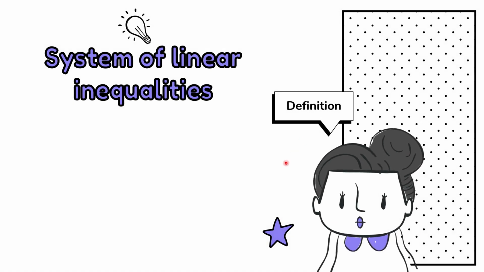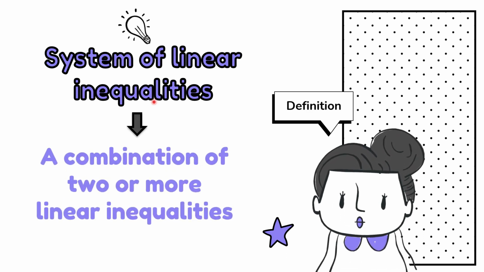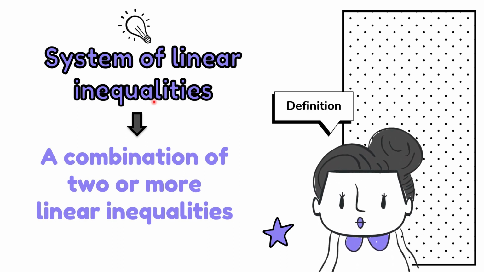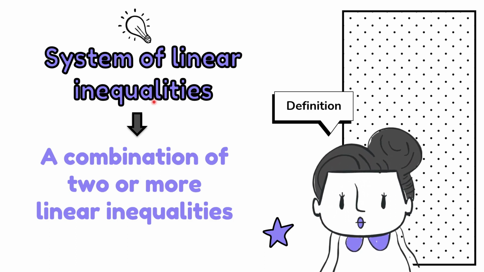Next slide. The definition of a system of linear inequalities. Before, we already learned about linear inequalities. A linear inequality is an expression involving a linear inequality symbol. But what is meant by system? A system of linear inequalities is a combination of two or more linear inequalities. Last week we learned to represent information with only one linear inequality. But today, we will learn about a combination of two or more linear inequalities. That is what is meant by a system of linear inequalities.